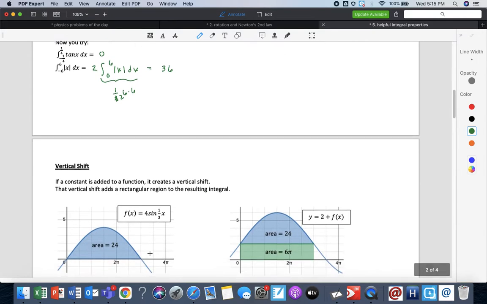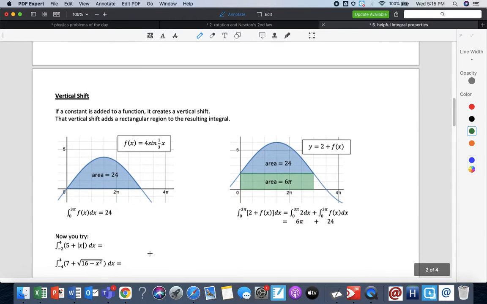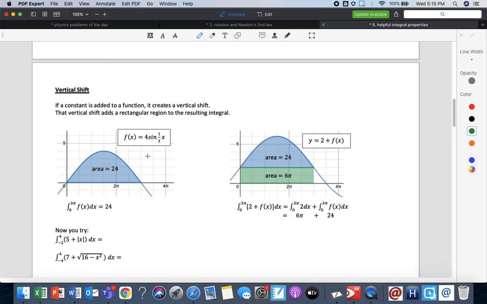All right. Something else that happens with functions is you can shift them vertically, and that introduces rectangular areas. So here's a function 4 sine 1/3 x, and its area is 24. If you integrate this from 0 to 3 pi, you get 24, as I've noted down here. And you could do that with u substitution, but what I want to focus on now is what happens if you add 2 to this function.